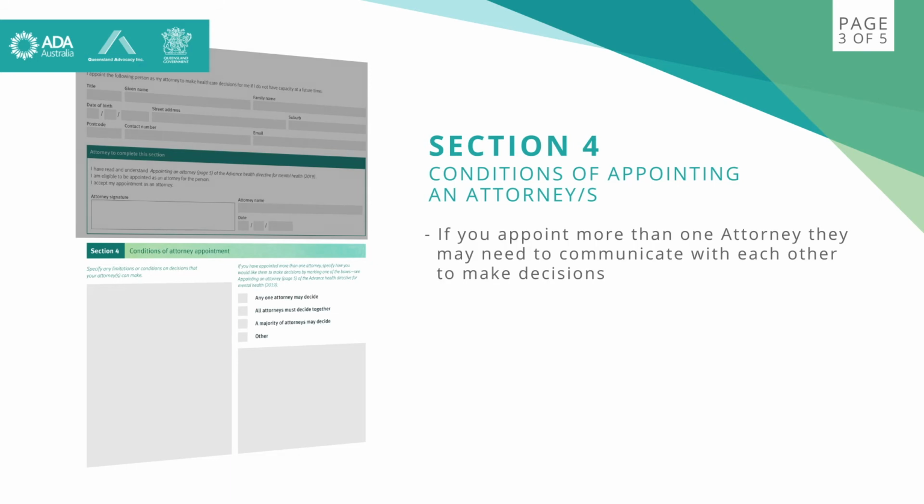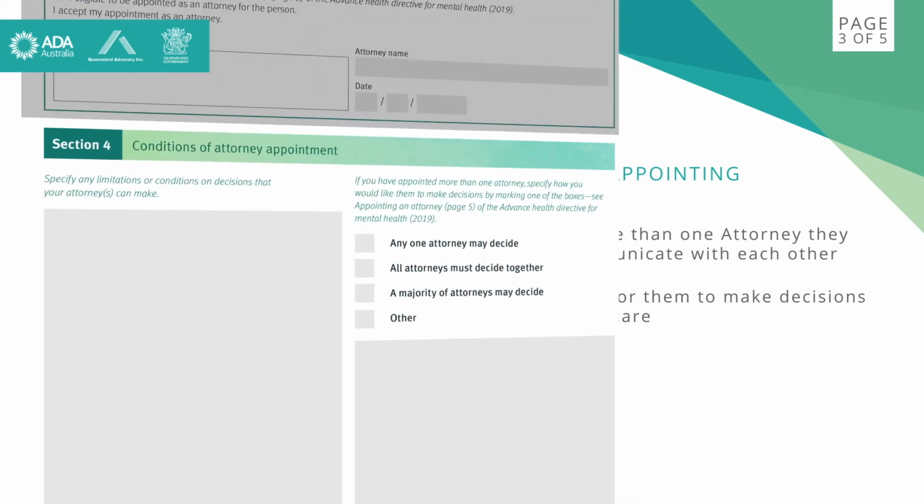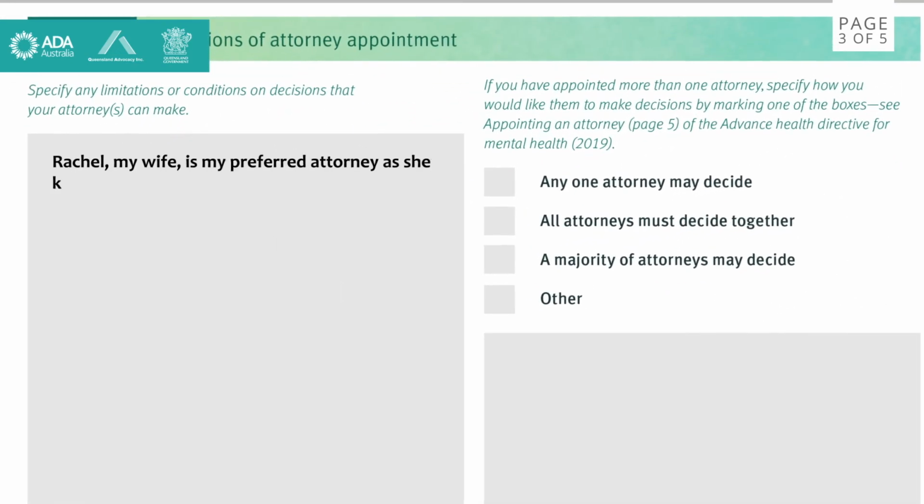If you appoint more than one attorney, they need to communicate with each other to make decisions, and you can direct them how they do this. This can mean it can take longer for them to make decisions about your healthcare. And here are the conditions that Chris wrote on his Advanced Health Directive for mental health.